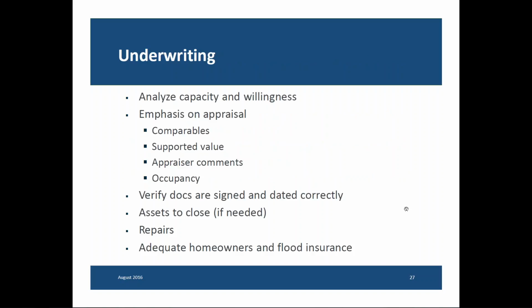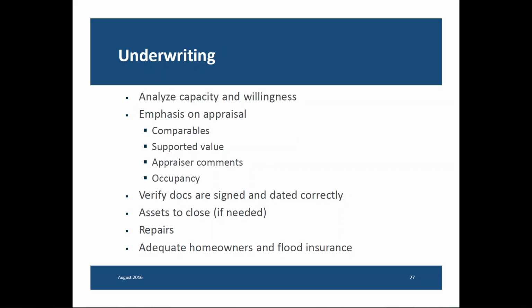Underwriting. Again, we analyze capacity and willingness, and there's an emphasis on the appraisal as well, since collateral is a big part of underwriting, because we're not doing debt to income ratios here, so the collateral is important. And with the appraisal, we're looking at comps, supported value, appraiser comments, and occupancy. Verified docs are signed and dated correctly, very important, and assets to close if needed. So for an example, if the borrower's mandatory obligations hit 105% of the principal limit, the borrower can bring that 5% to closing, but we do need to verify it.